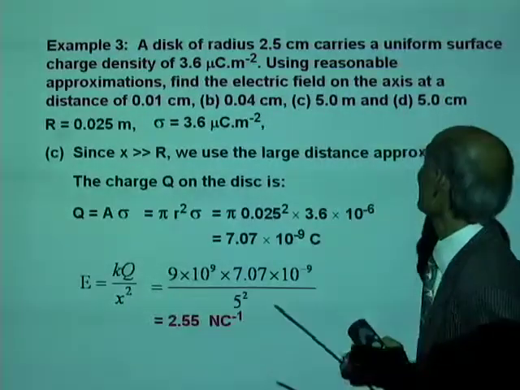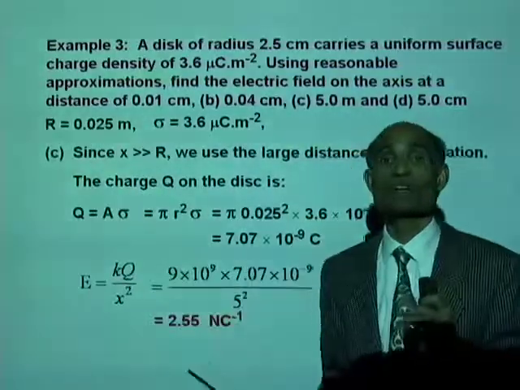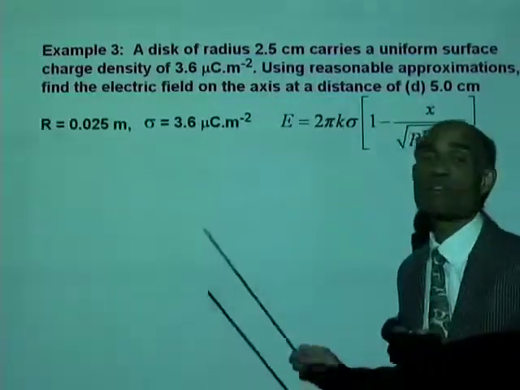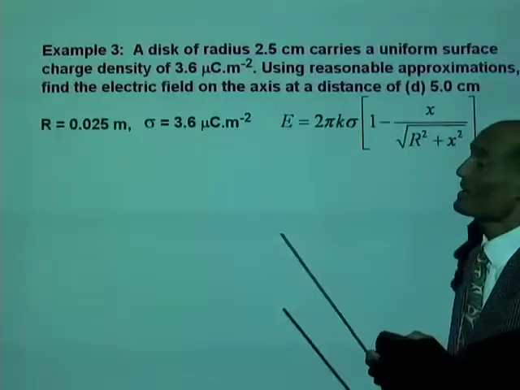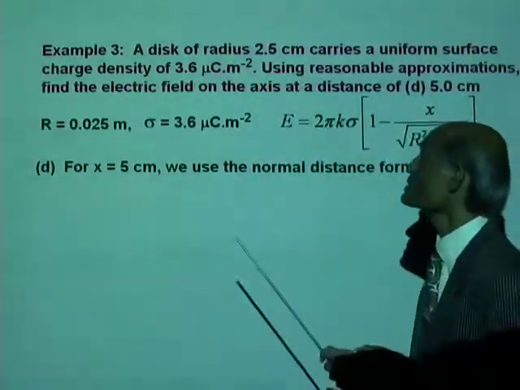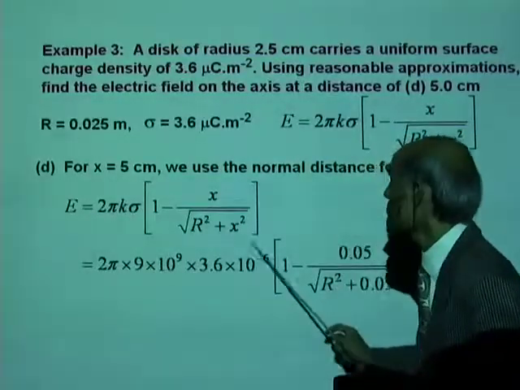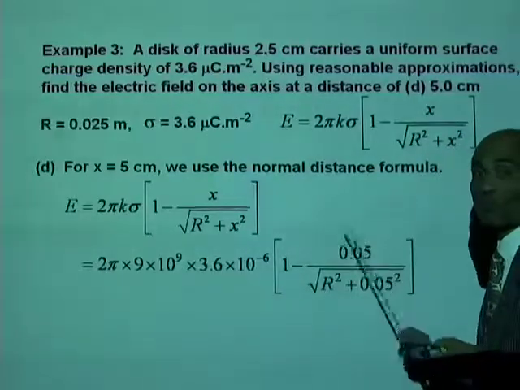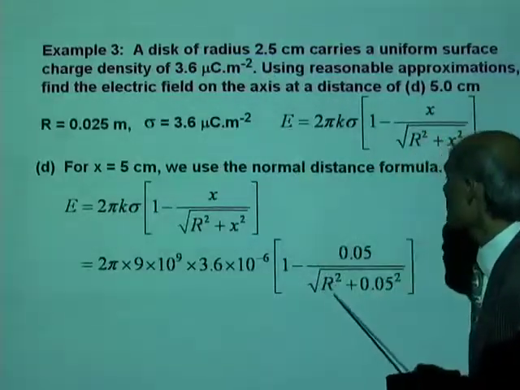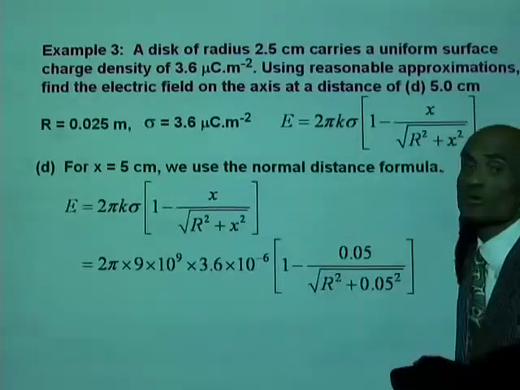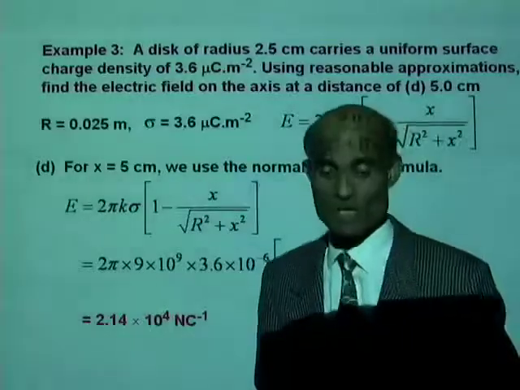How about part D? Find electric field at x equal to 5 centimeter. It is not too small, not too large. You need to use the exact formula there. The electric field is 2 pi k sigma times 1 minus x over square root of r squared plus x squared. So we use the normal distance formula and use all the given values. 2 pi times k times sigma, 1 minus x, which is 5 centimeter, 0.05 meter, over r squared plus x squared. Replace r by 0.025, and that will give me 2.14 times 10 to the 4 Newton per coulomb.